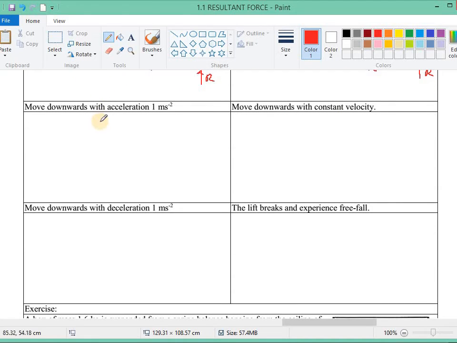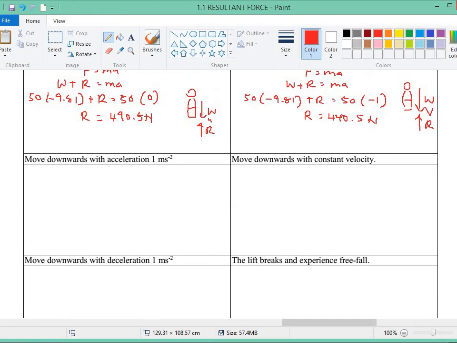Okay, next. Move downward with acceleration 1 meter per second per second. If move downward with acceleration 1 meter per second, what will be the acceleration? Down is negative, right? Acceleration 1 meter per second, so that means the acceleration will be negative 1. Alright, so F equals to ma, weight plus reaction.